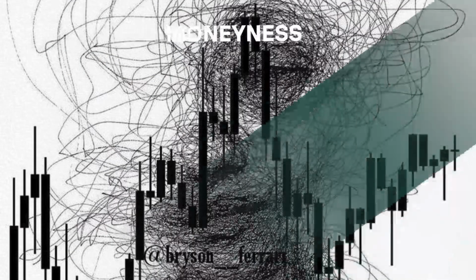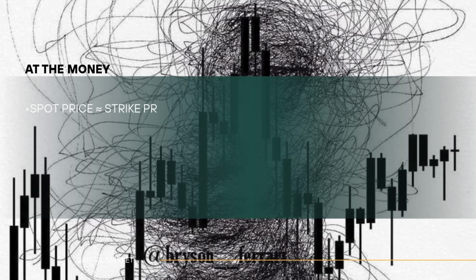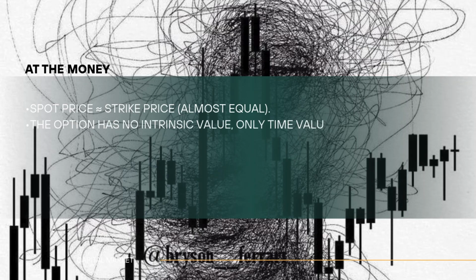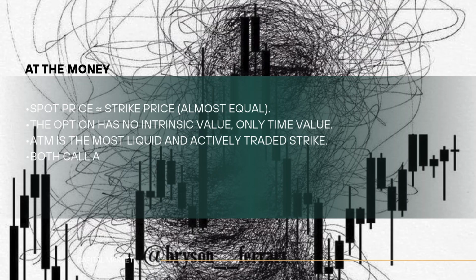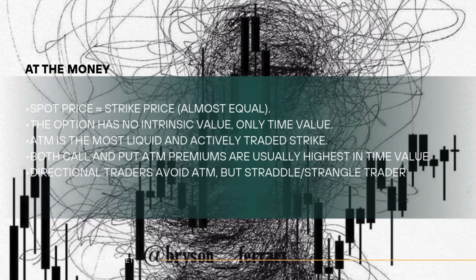Next, at the money, ATM. Here the spot price and the strike price are almost equal. At the money options do not have intrinsic value, only time value. These are the most liquid and heavily traded strikes, both call and put. ATM options usually carry the highest time value premium. Directional traders generally avoid ATM, but straddle and strangle traders prefer it for strategy based trading.